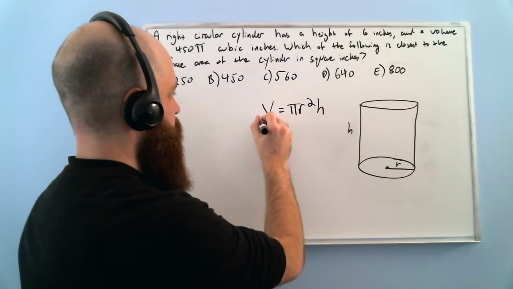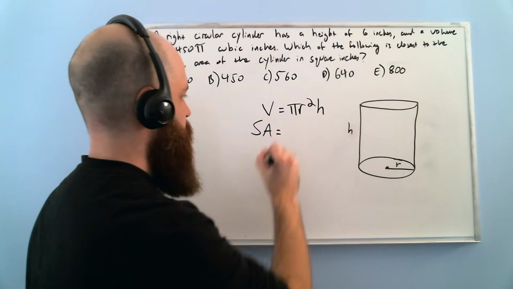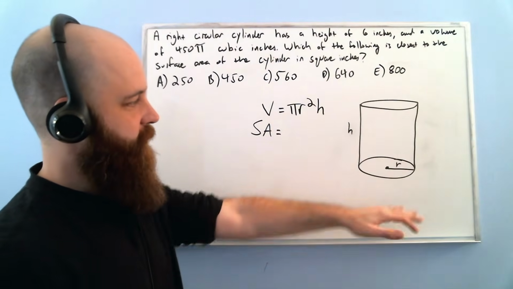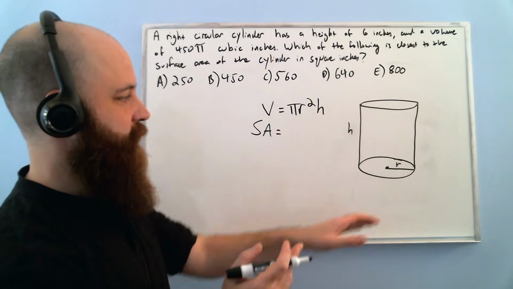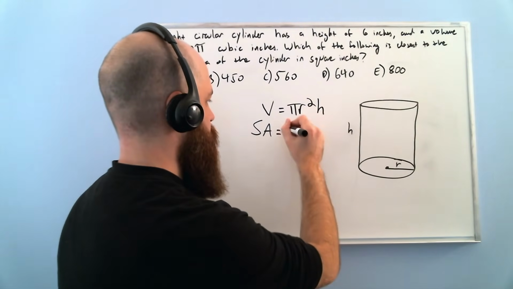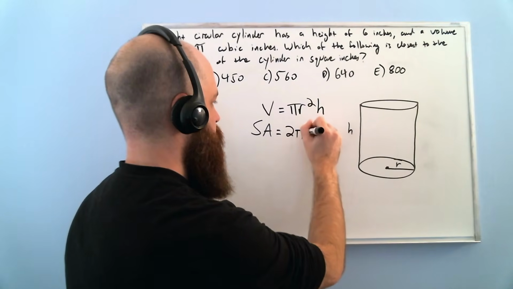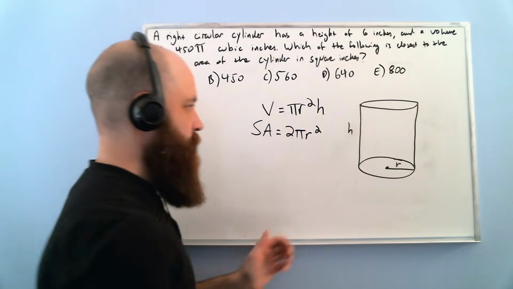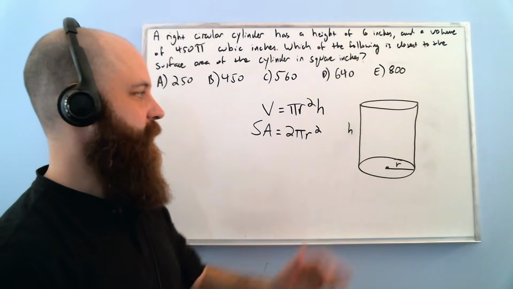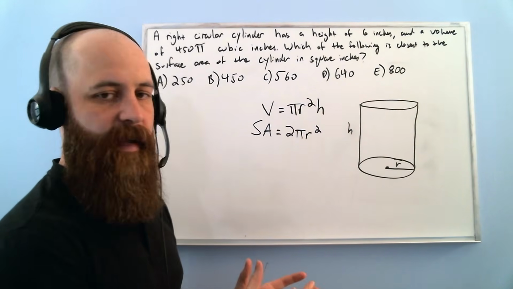Okay, what about the surface area? Well, let's start with the easy part. The surface area is the total area of the outside of the shape. I've got a circle on the bottom and a circle on the top. So I've got two circles with radius r, so that's 2 times pi r squared. But there's also the area going around the cylinder. That's sometimes called the lateral surface area.